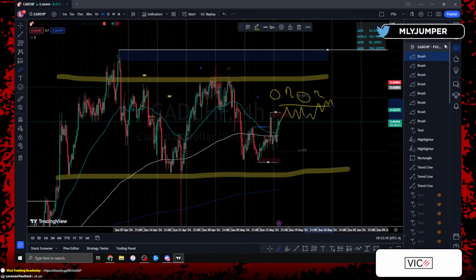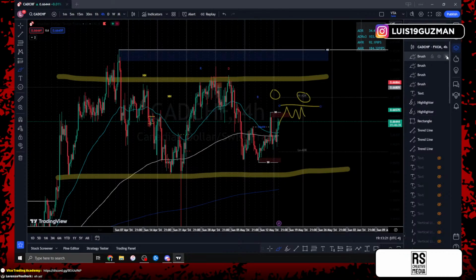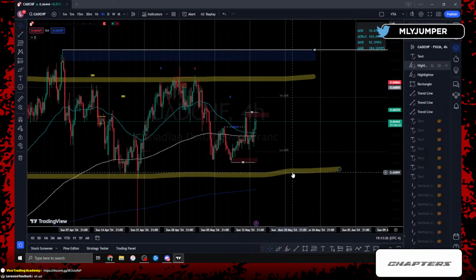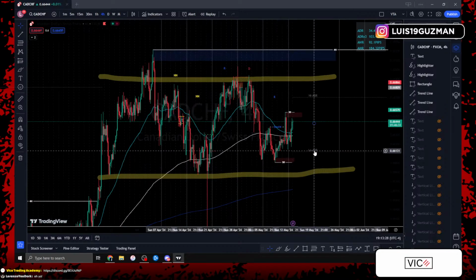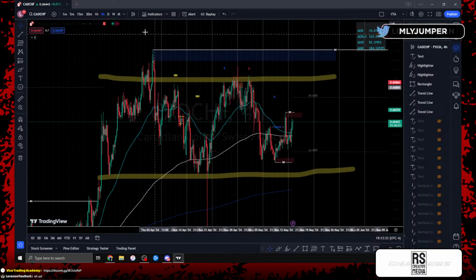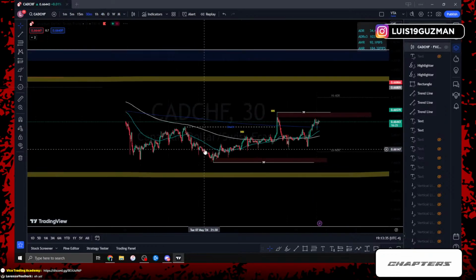So now that we could foresee the future, we could pull out the blueprint. What are we going to do? We're going to wait for those moves. So ideally at the bottom of consolidation is where we want to start looking for price to go up again. So let's go on to the 30-minute time frame.